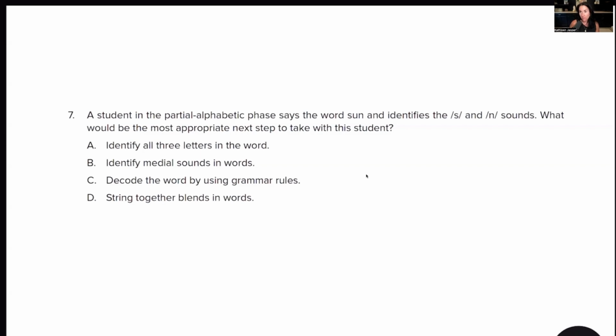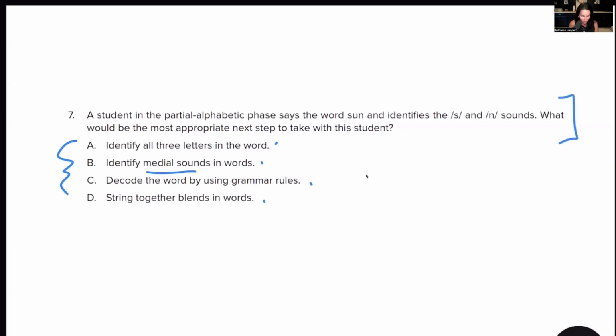This one comes from the study guide. And I always like to look at my answer choices first, but in this case, I can't do much because these are just skills. Identify all three letters in the word, identify medial sounds in words, decode the word by using grammar rules, string together blends in words. Okay, it looks like I need to read the question.